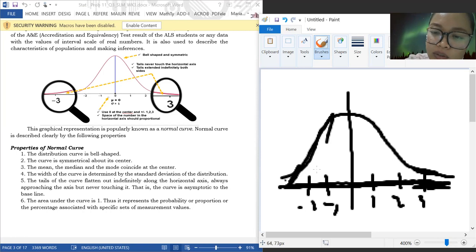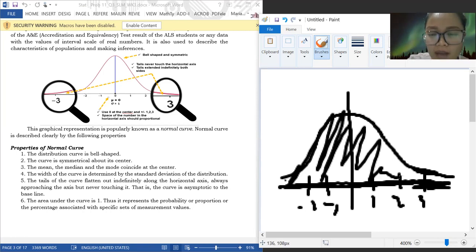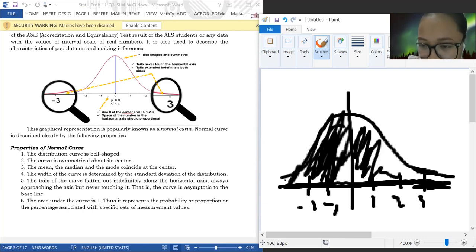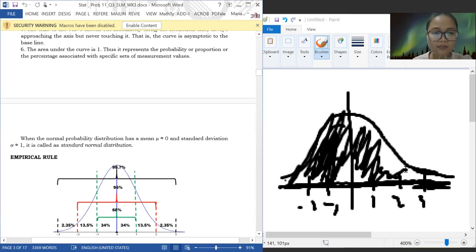So the total area is 1. This half is 0.5, and this other half is 0.5, for a total of 1. I hope it's clear what the shape of our normal curve looks like.